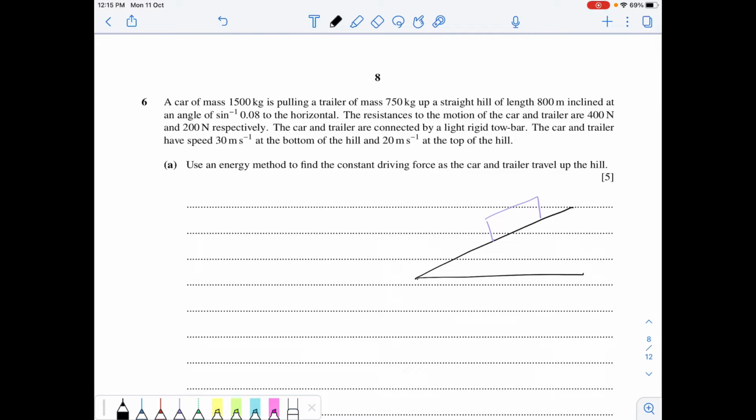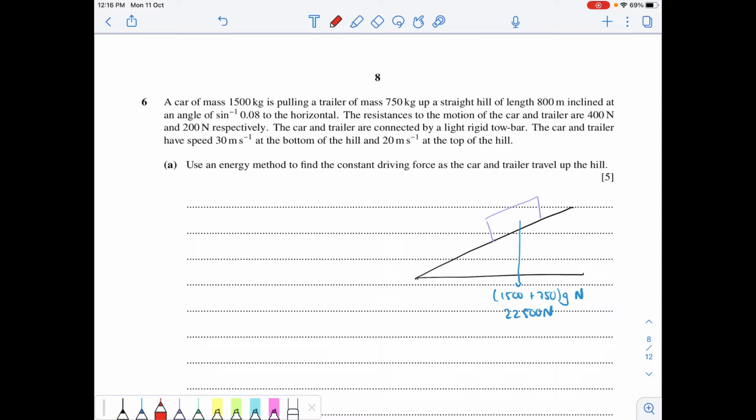Okay, so before we even answer the question, we're going to draw a diagram. I've drawn my hill, and because we're going to consider the car and trailer together, I've just drawn them together for now. So let's put in all the information we know. We're going to combine the masses together and have (1,500 + 750)g newtons. That is the force of gravity, and we can also just write this as 22,500 newtons if we want. Okay, let's consider the other forces.